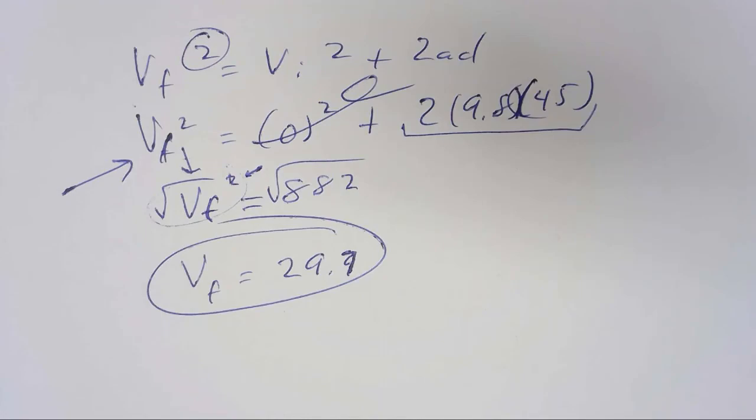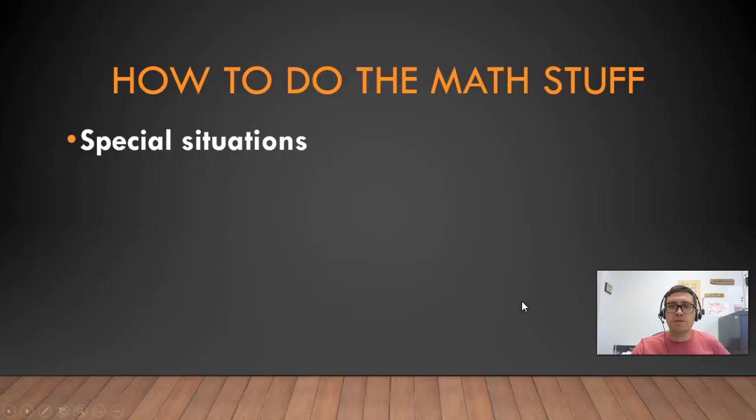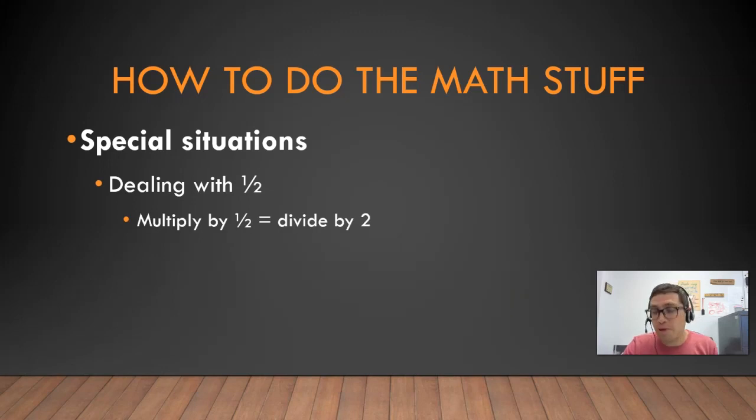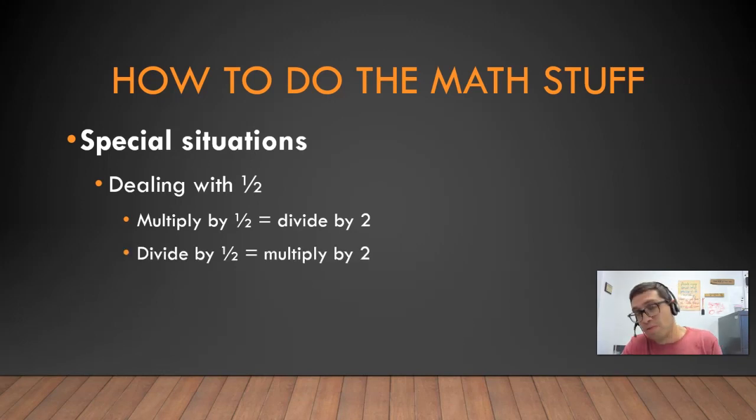The last special situation I want to talk about in this video is dealing with halves. A lot of people get confused about this, get a lot of mistakes. Basically, here's the deal. Multiplying by 1/2 is the same thing as dividing by 2. So if you see an equation that multiplies by 1/2, just divide by 2. It's fewer keystrokes. It's easier. And the vice versa is true. Dividing by 1/2 is the same thing as multiplying by 2. So if we need to divide by 1/2, just multiply by 2. Fewer keystrokes. It's much easier.